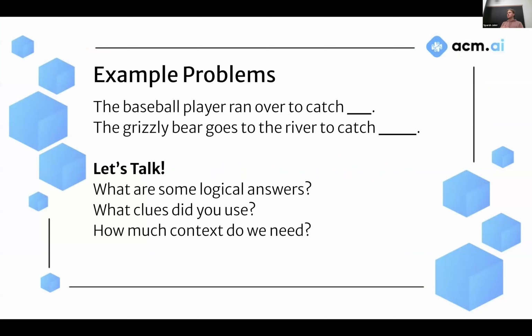So, example problems that we need to consider. The baseball player ran over to catch the ball, or the grizzly bear went over to catch the fish. Obviously these are the most logical answers to these sentences, but something to think about is what clues did we use, and also how much context did we need? We know that in baseball there's a ball, and grizzly bears love fish, so that's the context we need there. But how do we train this into a computer?